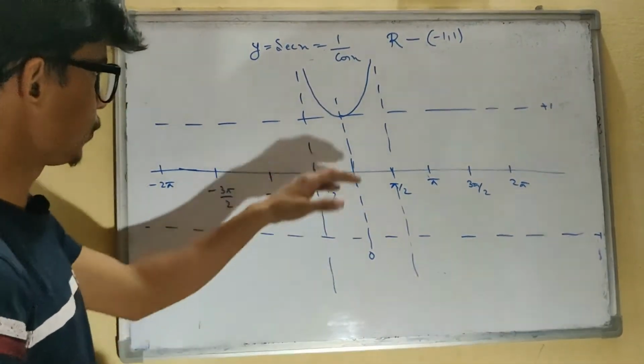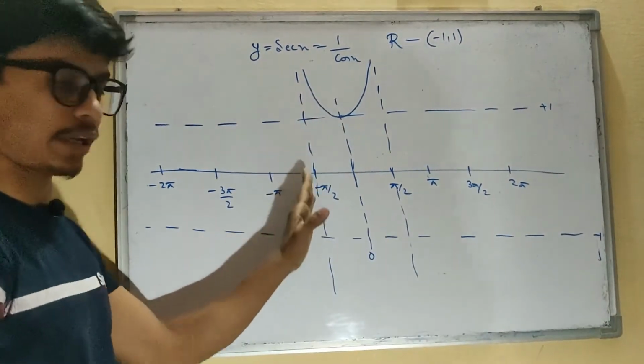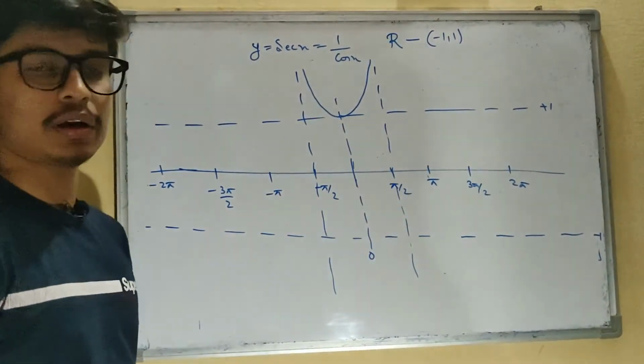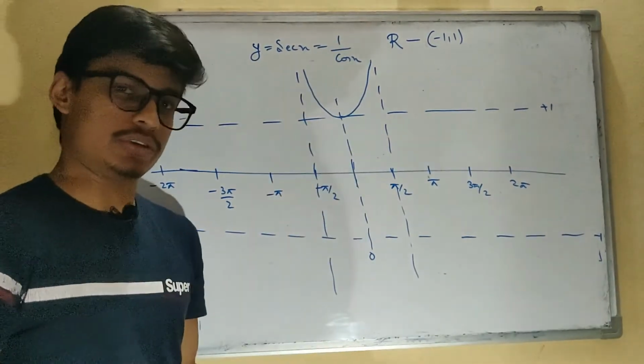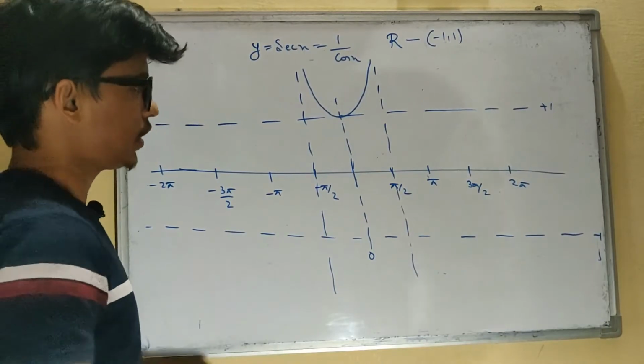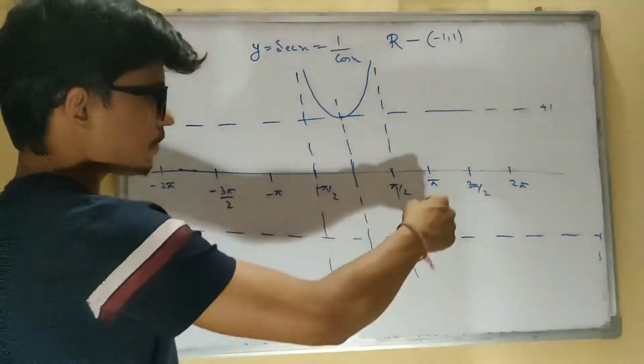There we are. So this is how it will happen, right? Because at minus pi by 2 and pi by 2, the values are infinite, because 1 upon 0 is infinite or not defined, you can say. So that is why this is like this. Okay, and what is at pi?